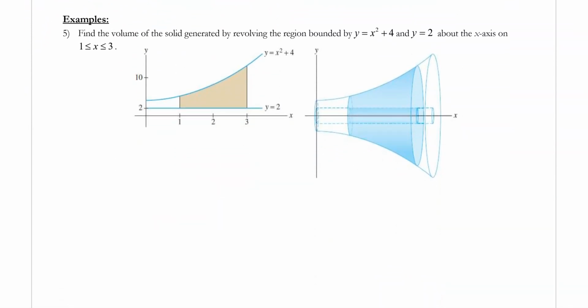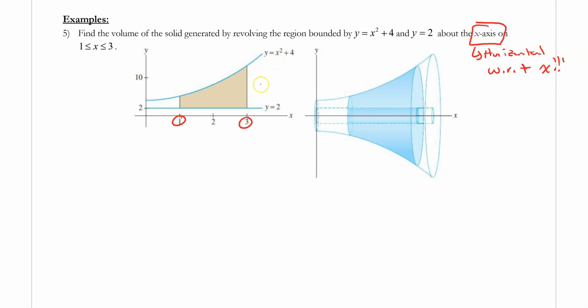Okay, so let's think about how this is going to work. We're going to take this bounded region, and I already have a 3-dimensional object for you. We're going to spin it around the x-axis, so this is a horizontal axis. We want to do everything with respect to x, which you'll notice we have these x values here and here. And we have our functions in terms of x: y equals 2, y equals x squared plus 4.